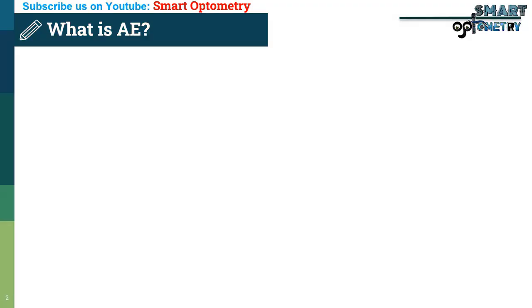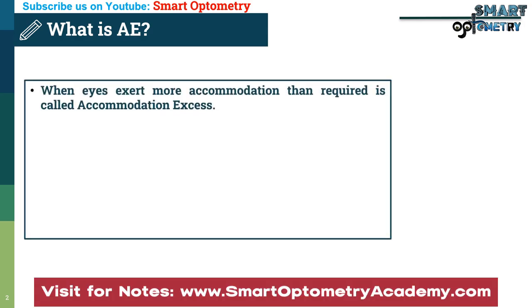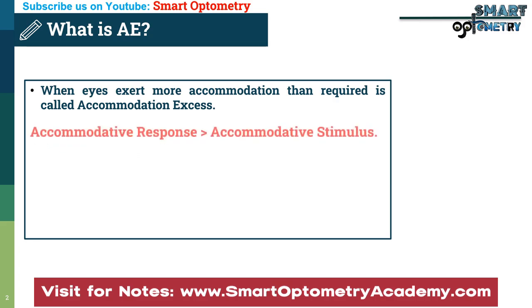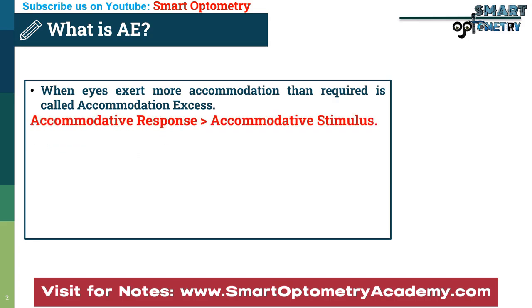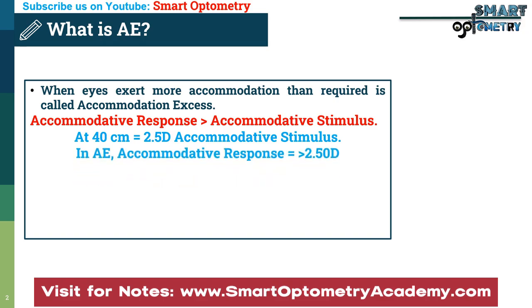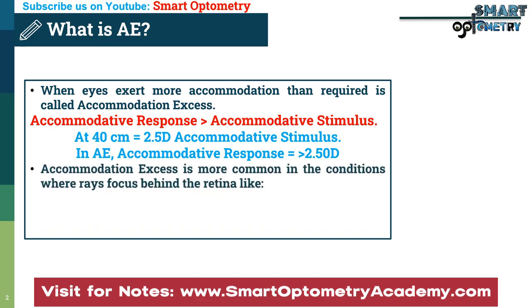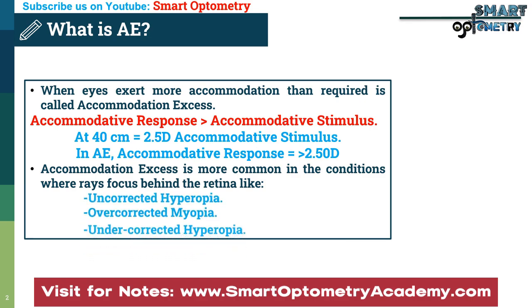Accommodation excess. What is accommodation excess? When the eyes exert more accommodation than required, it is called accommodation excess. In accommodation excess, the accommodative response is higher than the accommodative stimulus. Suppose at 40 cm the accommodative stimulus is 2.5 diopter, but in accommodation excess the accommodative response will be more than 2.5 diopter. Accommodation excess is more common in conditions where rays focus behind the retina, like hyperopia, overcorrected myopia, and undercorrected hyperopia.